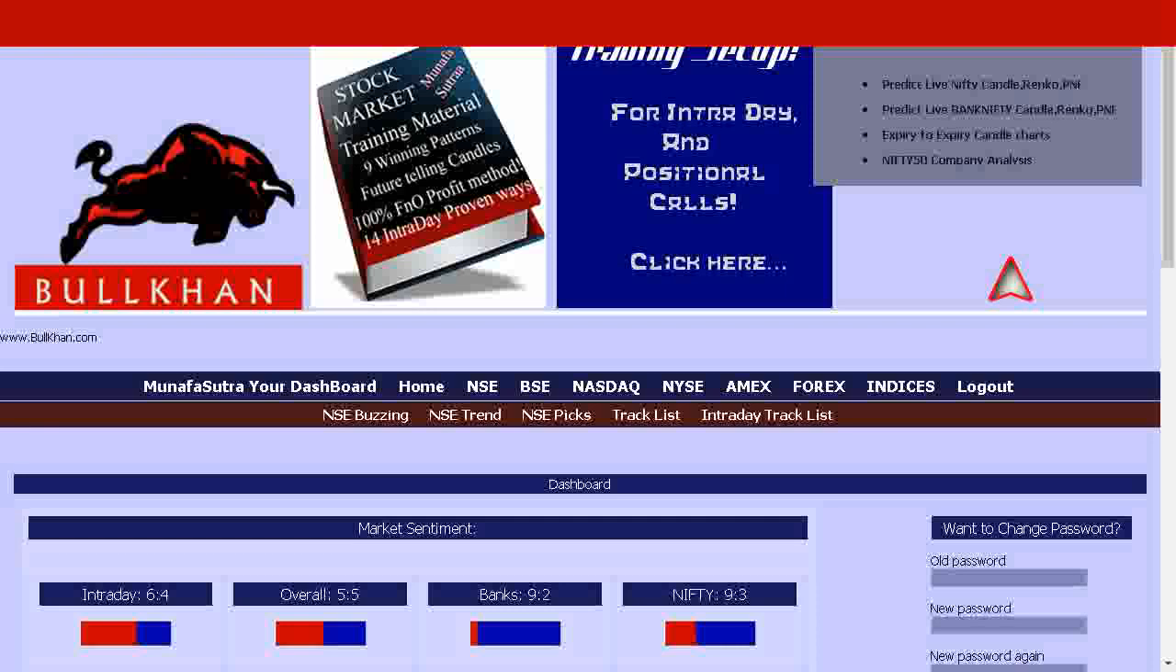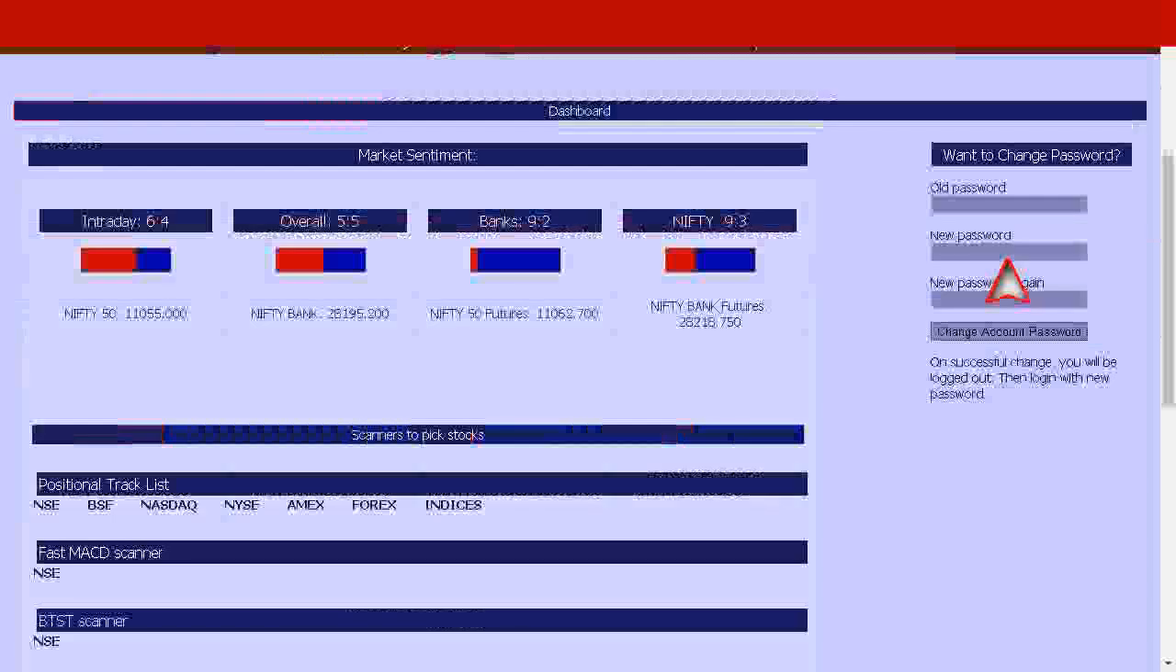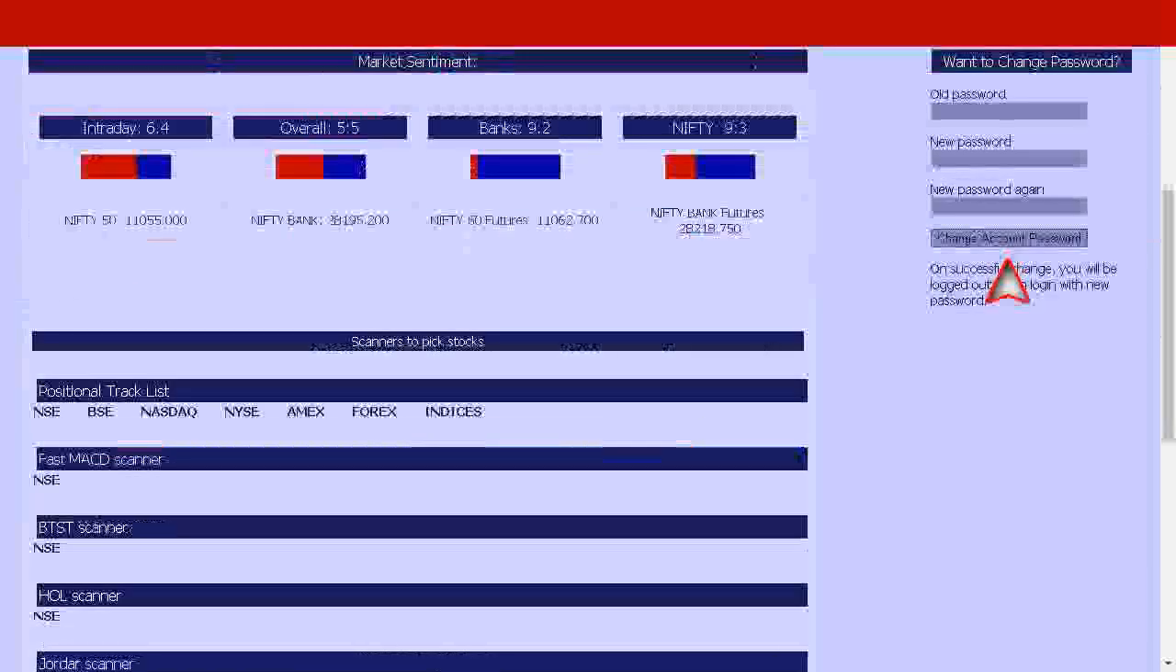Once you go here, just look below the bull. There is a link called your dashboard. Click on that, create an account, log in here, and then come back to your dashboard. Here in your dashboard, you will see market sentiment.